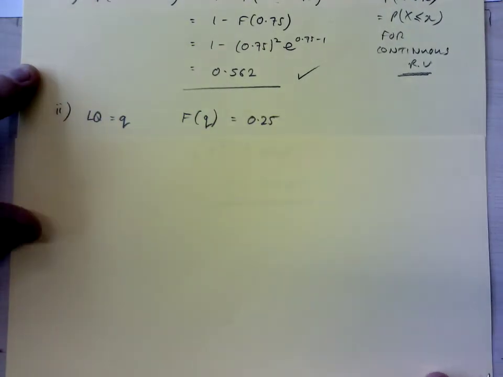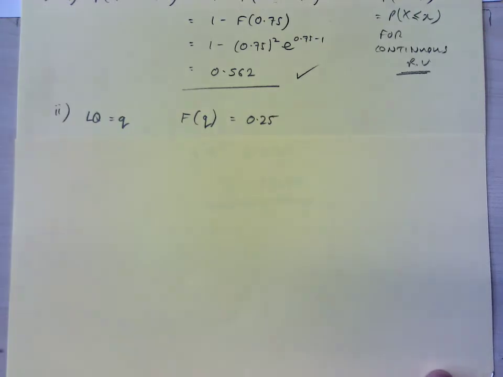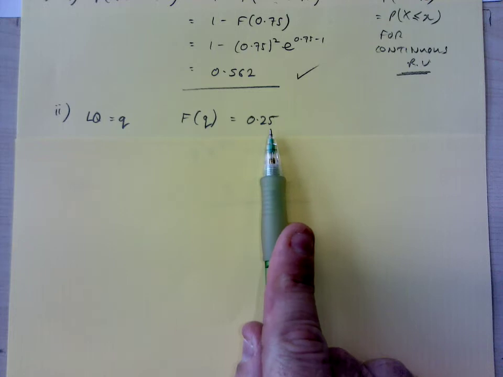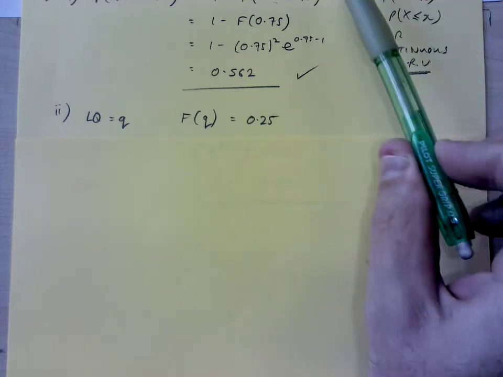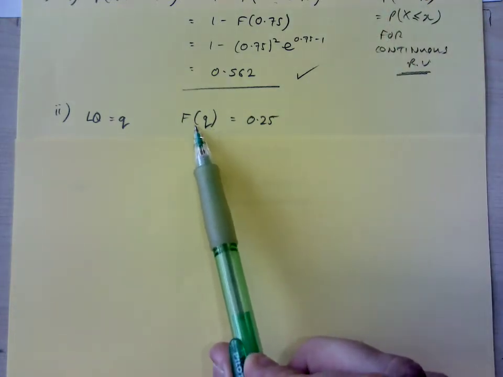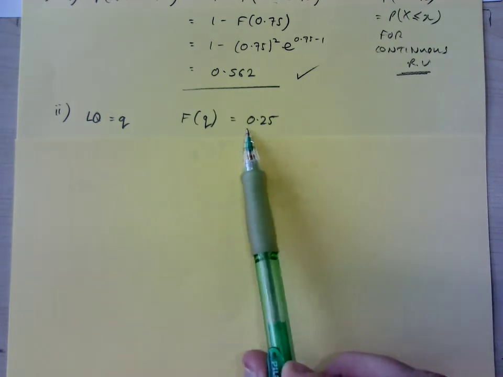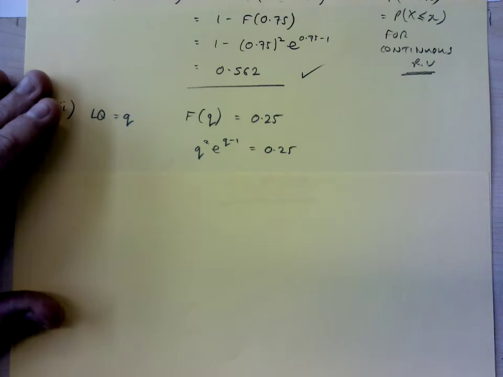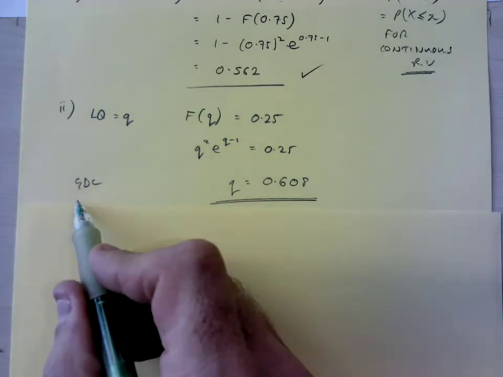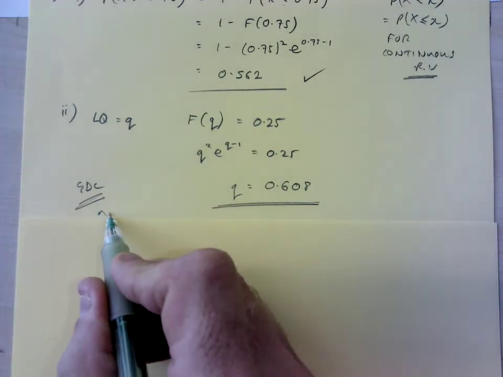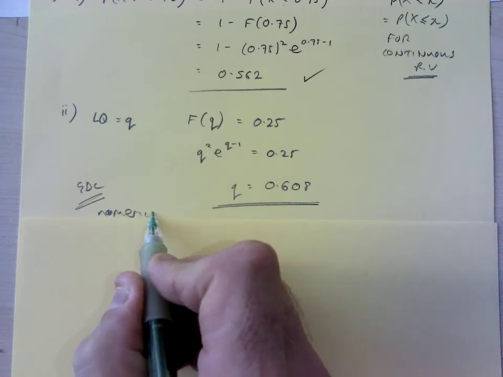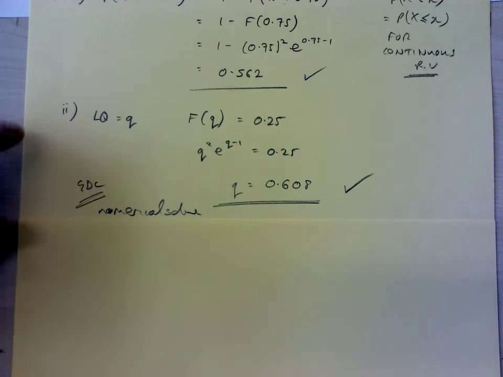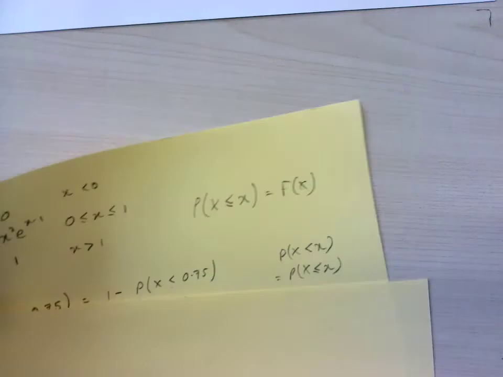Part 2 asks me to find the lower quartile. I need to know that the lower quartile, of course, is the number below which 25% of the probability lies. So I'm just looking for the value that goes into this that gives me a probability of a quarter. So I can put that into the function, and I'm not going to try and solve that. I'm going to use my GDC, either graphically or probably more efficiently, numerical solve, which will give me that answer straight away.